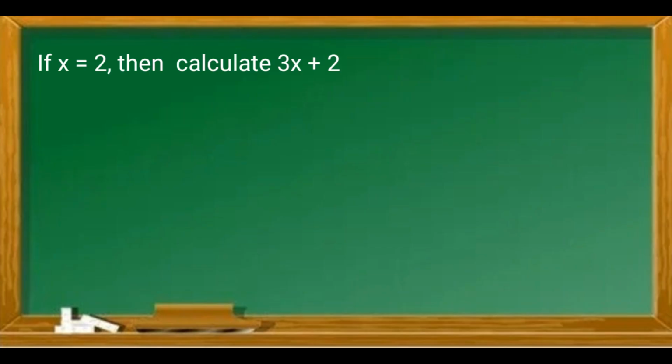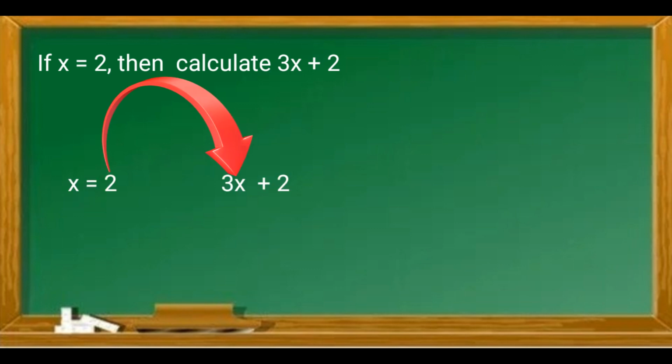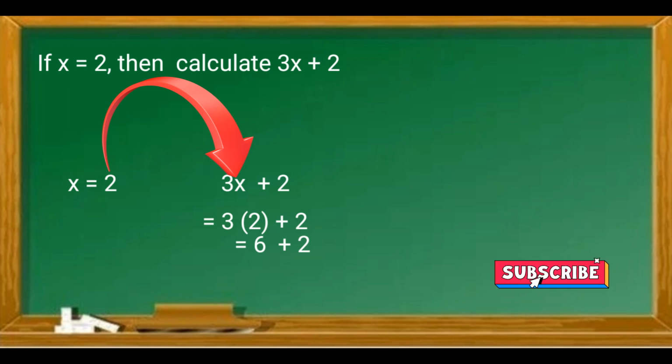Example 1. If x is equal to 2, then calculate 3x plus 2. So we substitute 2 where you see x. So wherever you see x in the equation, you'll put 2. So you get 3 multiplied by 2 plus 2. 3 by 2 is 6. 6 plus 2 is 8. So the answer is 8.